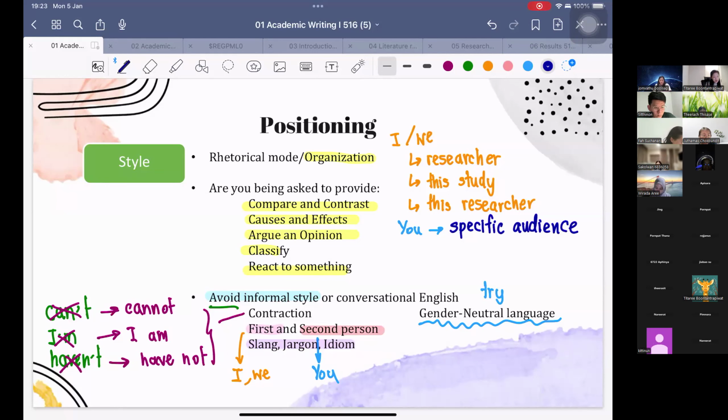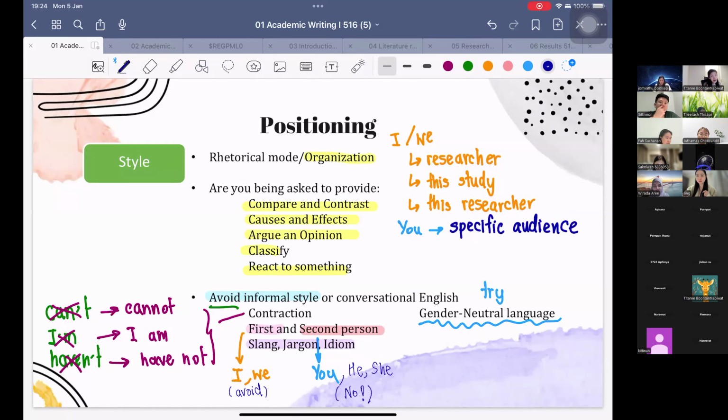So the first person is to be avoided. The first person is the pronoun. The second one is the second person pronoun. Second person pronouns are words like you, he, she. Let's say do not. Let's stick with no for this one.